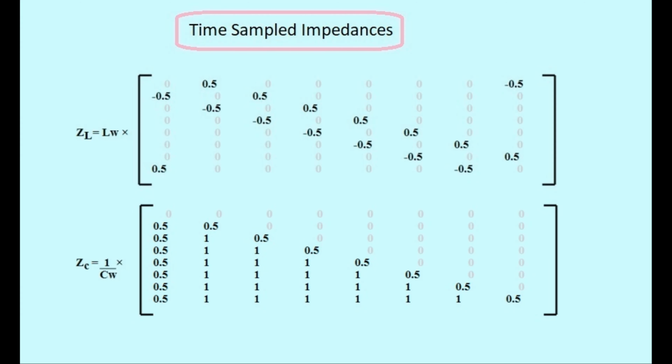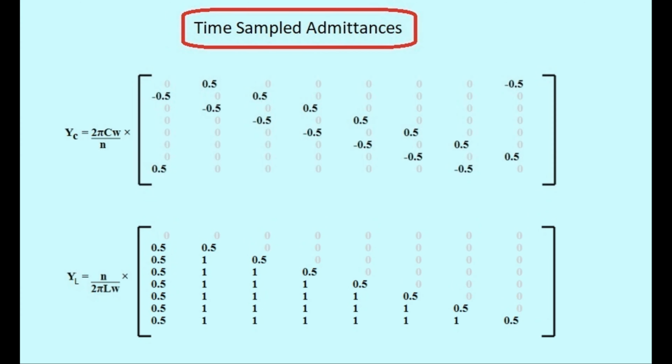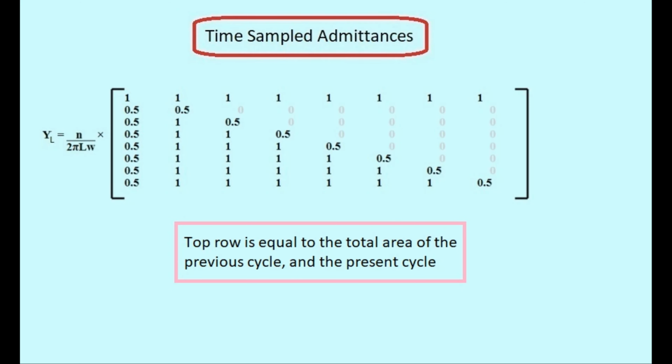So here is the inductor impedance based on the 3-point stencil for differentiation, and the capacitance impedance based on the trapezoidal rule. And here are the corresponding admittances, which are the inverses of the impedances, and these are the values that we'll be inserting into the circuit matrix. And here is even another inductor admittance matrix. Notice that the area over an entire cycle is equal to 0, and this is reflected in the ones in the top row.